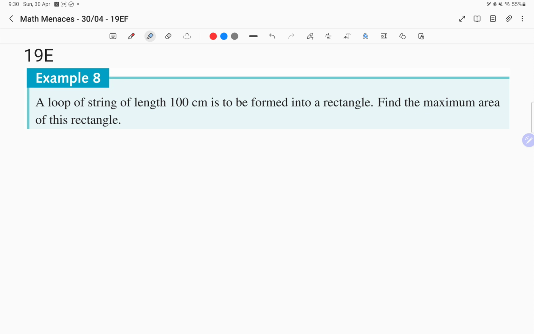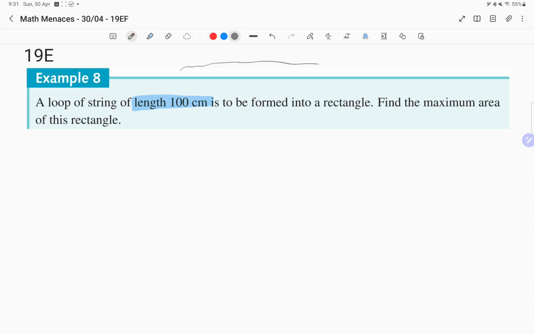Okay, so let's read this question. I'll read the first pass. A loop of string of length 100 centimeters is to be formed into a rectangle. Find the maximum area of this rectangle. First I see numbers, right? I think about the length being 100, and it's a loop of string. In my mind, mentally, I think of it as some sort of string like that.